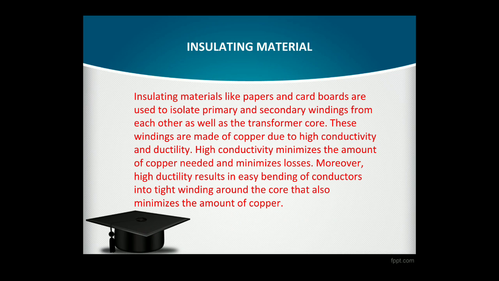Moreover, high ductility results in easy bending of copper. Copper has more tensile strength, so it cannot be broken when the coil or winding is made. High ductility results in easy bending of the conductor into tight winding around the core, which also minimizes the amount of copper. So this is the insulating material which is used in the transformer winding.